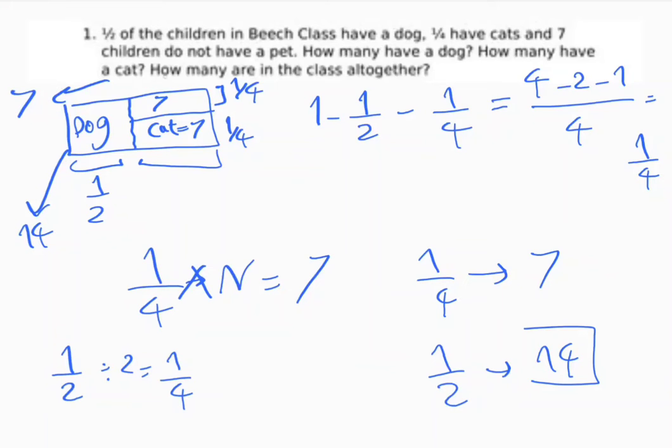And finally, the last question is how many are in the class altogether. This just means the total. We know that 14 have a dog, 7 have a cat, and 7 don't have anything. So in total, there are going to be 28 children in that class.